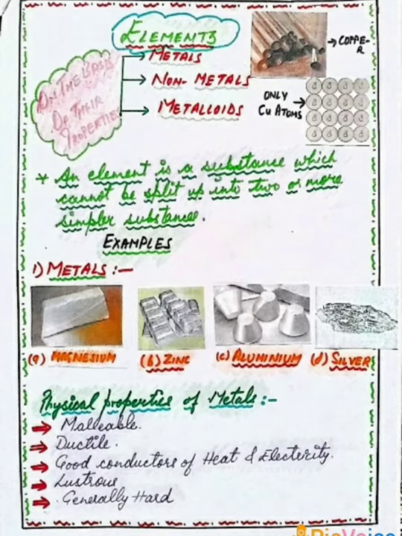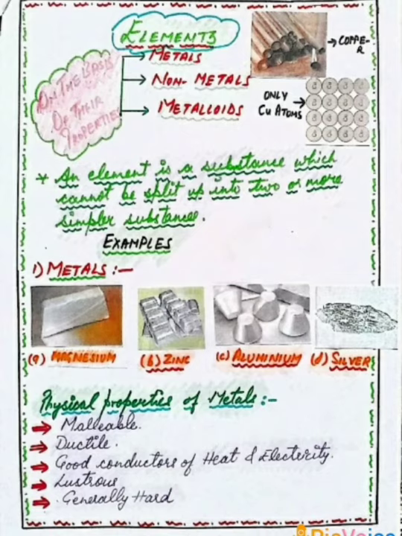Now, metals, non-metals and metalloids. On the basis of their properties, all the elements can be divided into three groups, that is, metals, non-metals and metalloids. We will now discuss these three groups of elements in detail one by one. Let us start with metals.